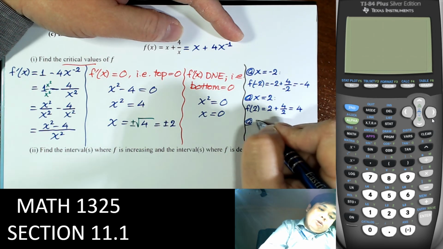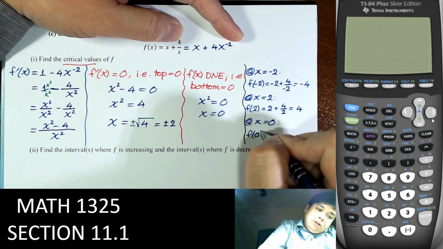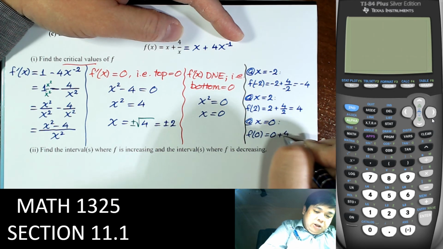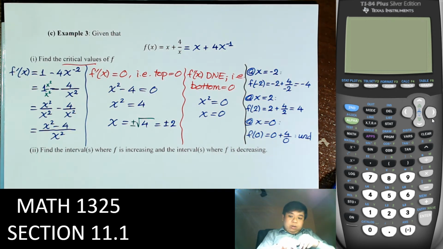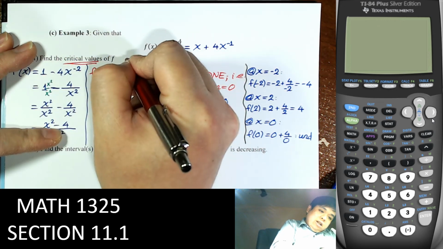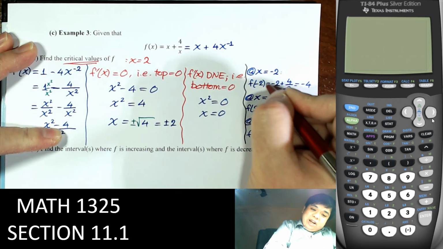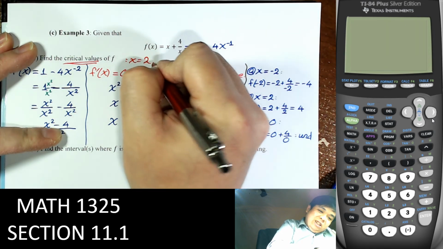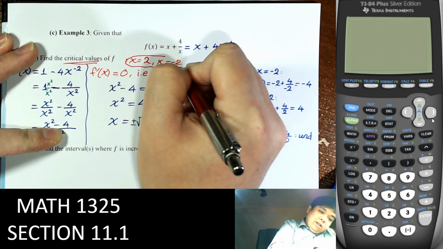And at x equal to 0, f of 0 is 0 plus 4 over 0. This one is undefined. So if we want the y values, there are only two of them, negative 4 and 4. The critical values, we have x equal to 2 and negative 2. So that is the critical values.